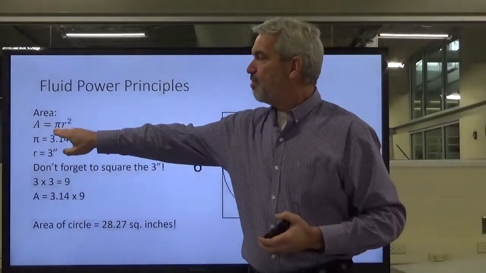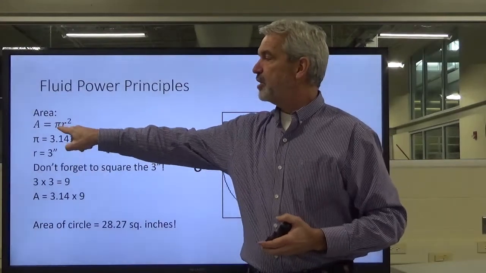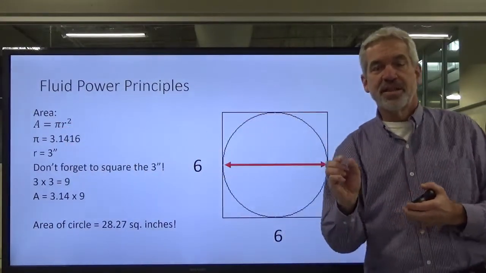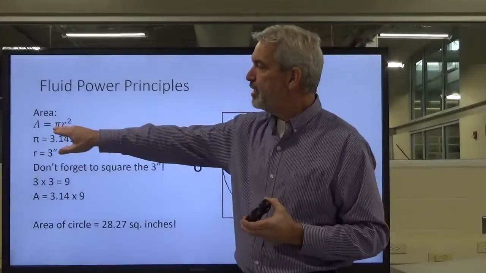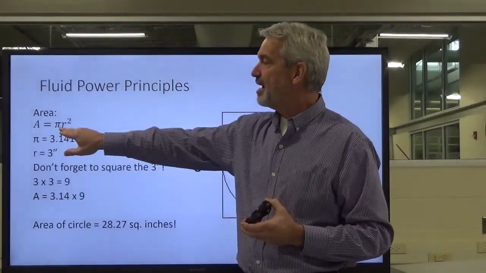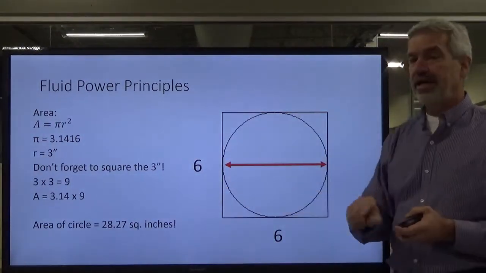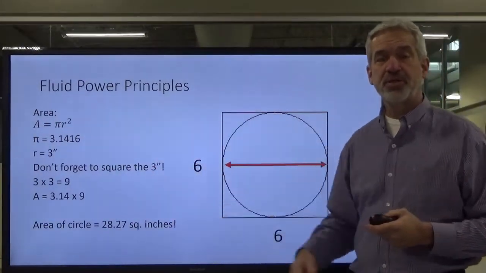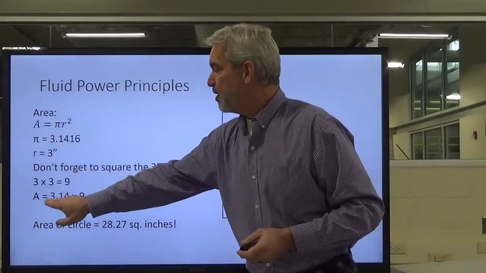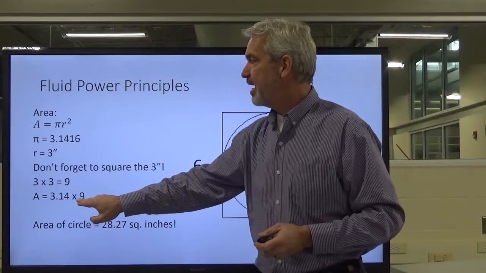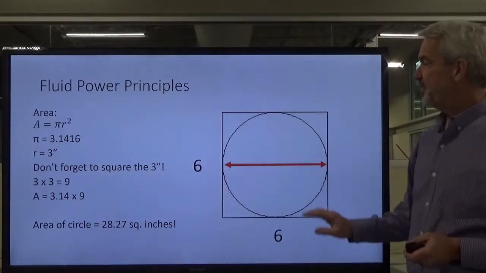So 3.1416 times, and when you see two characters like that beside each other, it automatically means multiply. So you have 3.1416 times the radius, which is half the diameter, which would be 3. And don't forget, we have to square the 3, so 3 times 3 is 9. So we're going to say 3.14 times 9 gives us 28.27 square inches.